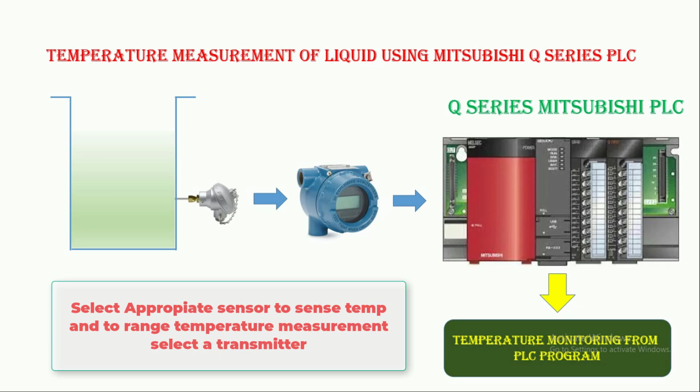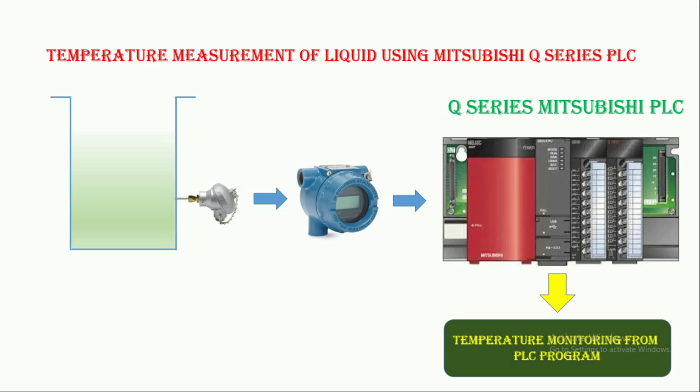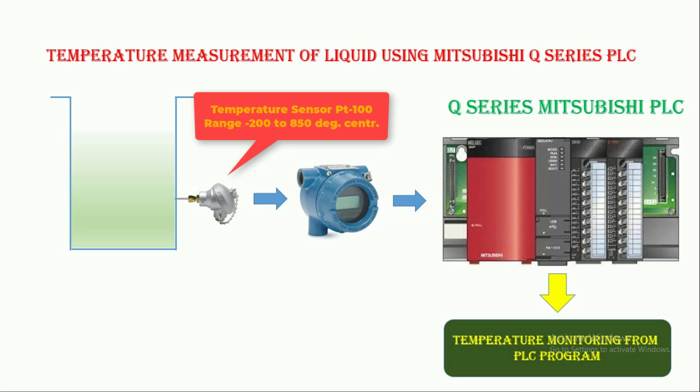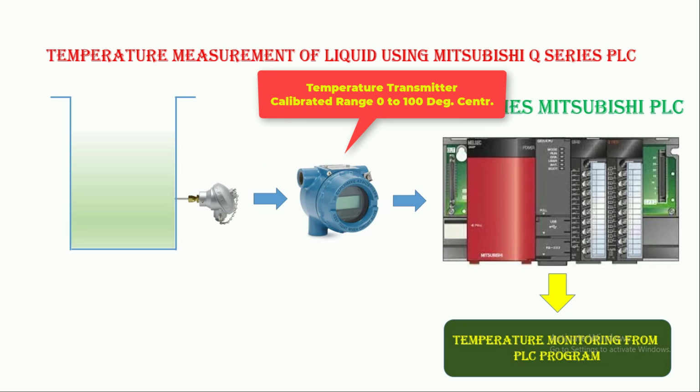First, select an appropriate sensor and transmitter which can measure the temperature and make a suitable signal that may be fed to PLC analog input. We will use a PT100 temperature sensor which has a temperature measuring range from -200 to 850 degrees centigrade and a temperature transmitter which has been configured with a measuring range from 0 to 100 degrees centigrade.